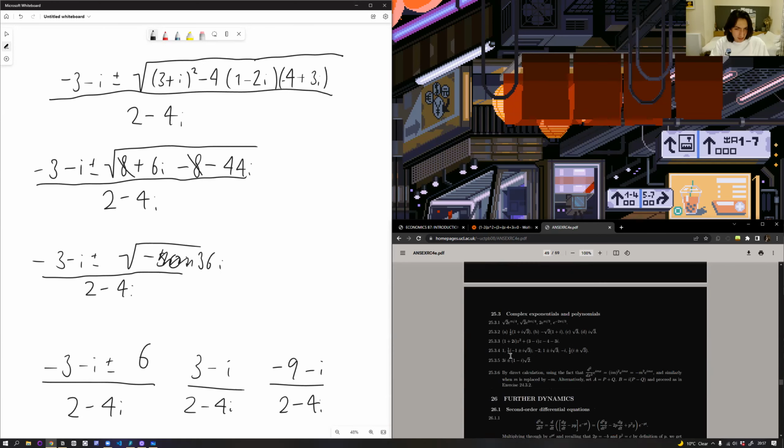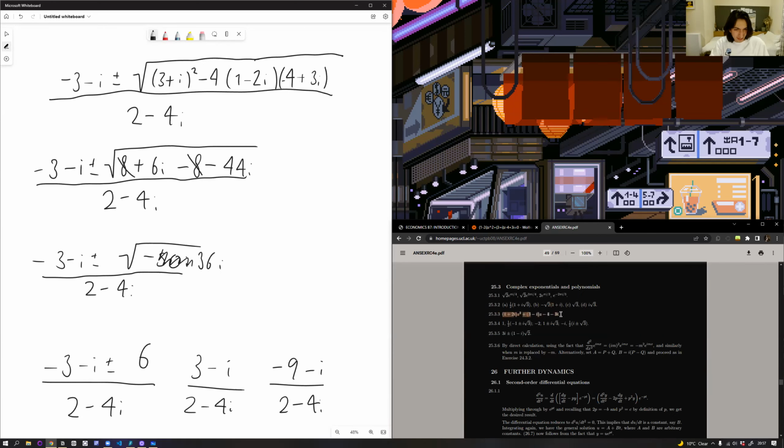Wait, where? Oh, it's down a bit. Wait, no, it's got minus now. Hold on. So it is. Wait, hold on. Just looking at this again. So it's minus 3i to. Wait, it switched signs. What just happened? Oh, okay.